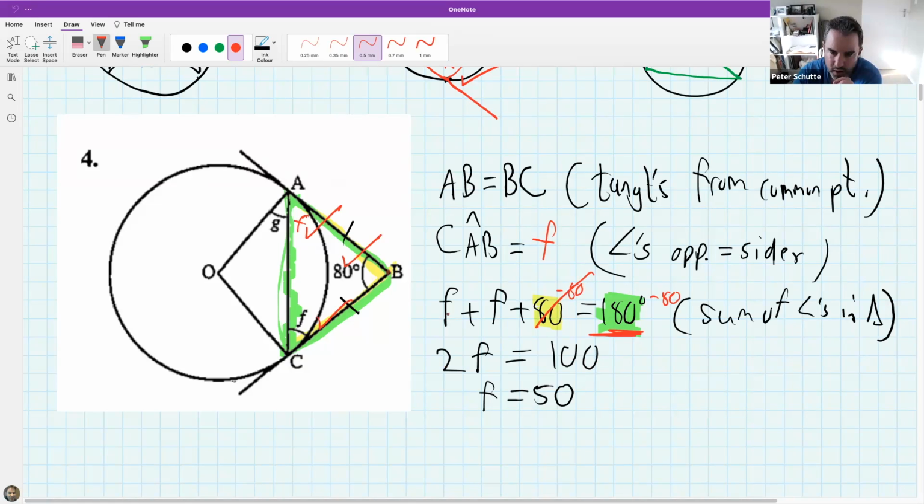But now I've got two F's. One F plus another F is two F's. So what does that F have to be? Well, it has to be 50. Yes, I understand now. Perfect.